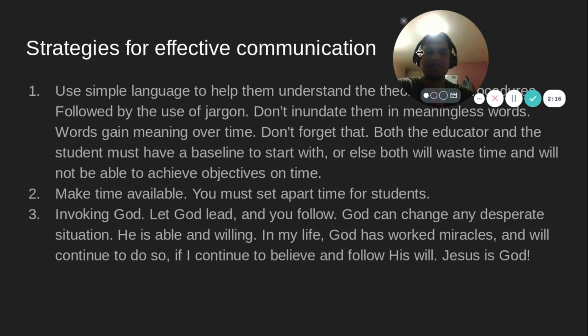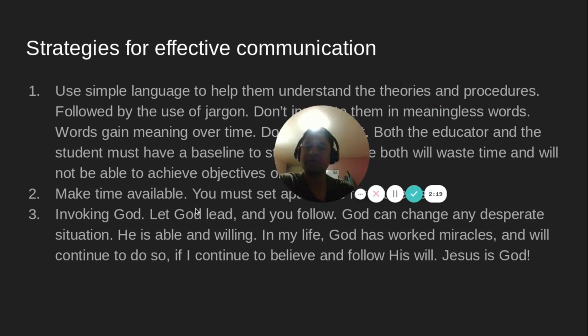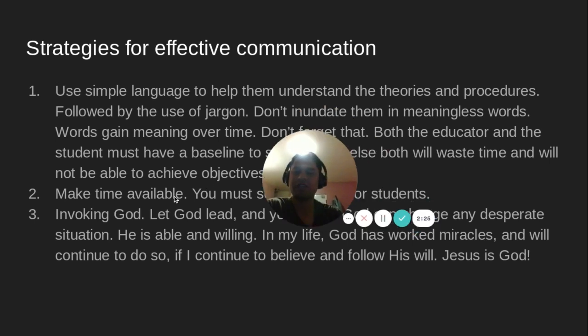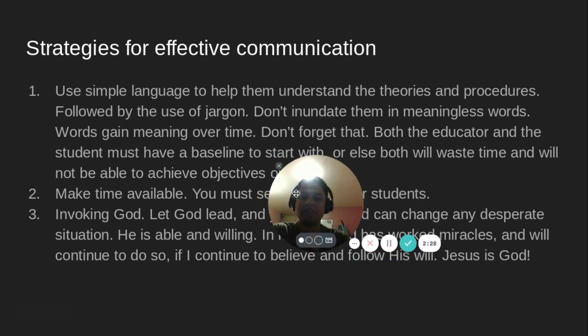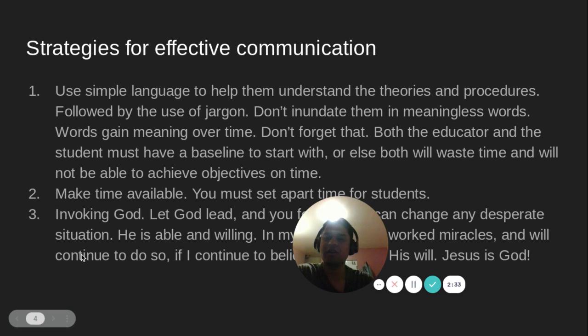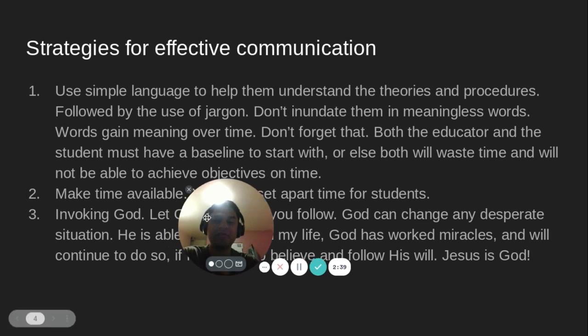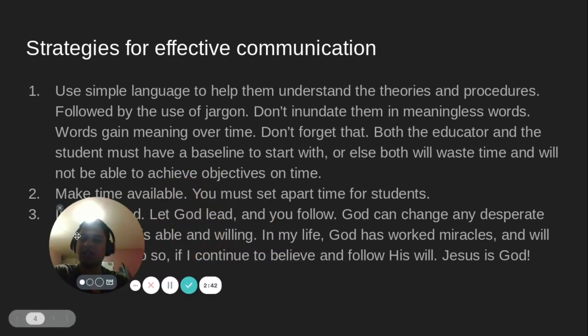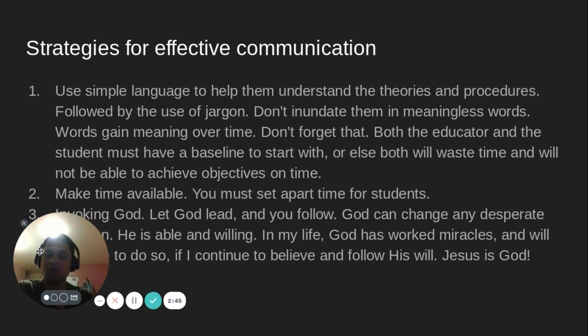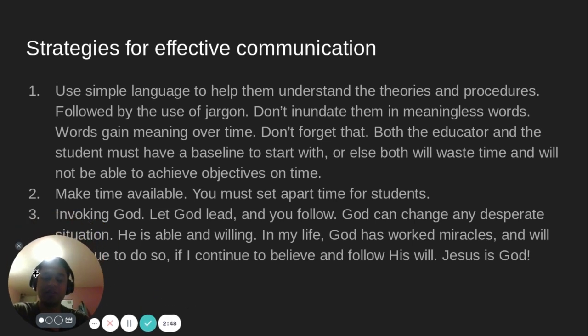Strategies for effective communication: use simple language to help understand the theories and procedures. So the first thing that needs to be done is to use simple language, followed by the use of jargon. The purpose is not to inundate them in meaningless words. Words gain meaning over time, so don't forget that both the educator and the student must have a baseline to start with, or else both will waste time and will not be able to achieve objectives on time.